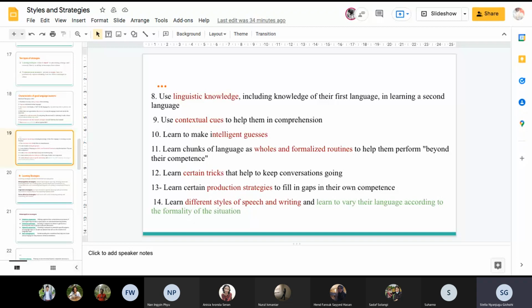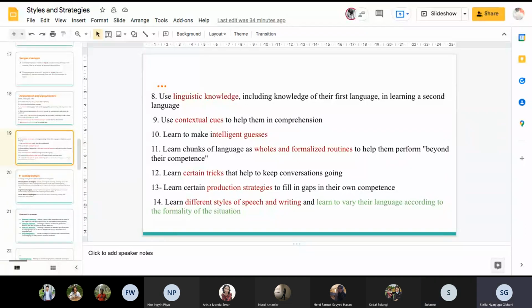Again, number 10, a good learner will learn to make intelligent guesses. Yes, this is very important because you have to know this one could mean this. Then the other one is that they learn chunks of language as wholes and formalized routines so that they're able to perform beyond their competence. Yes, they learn the entire language. They don't stop at some point.